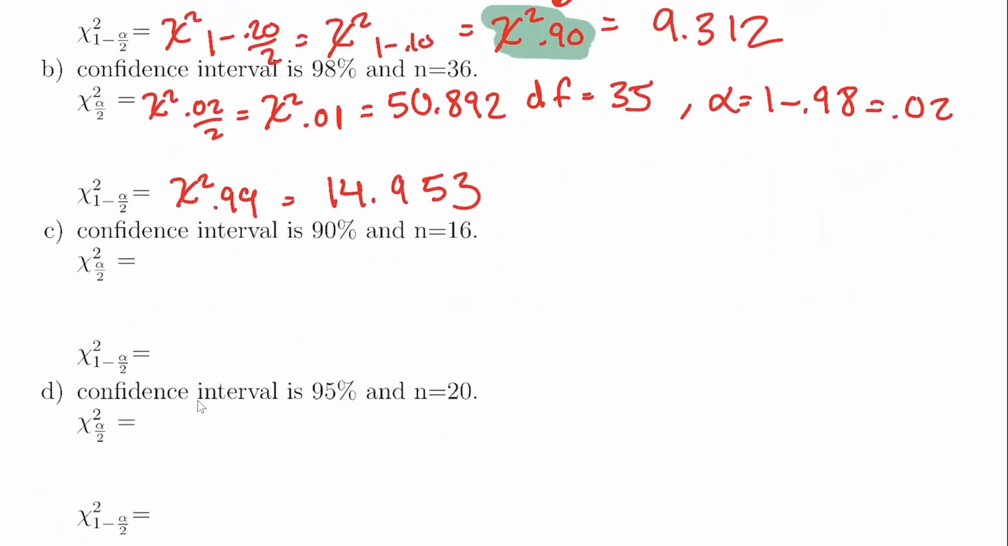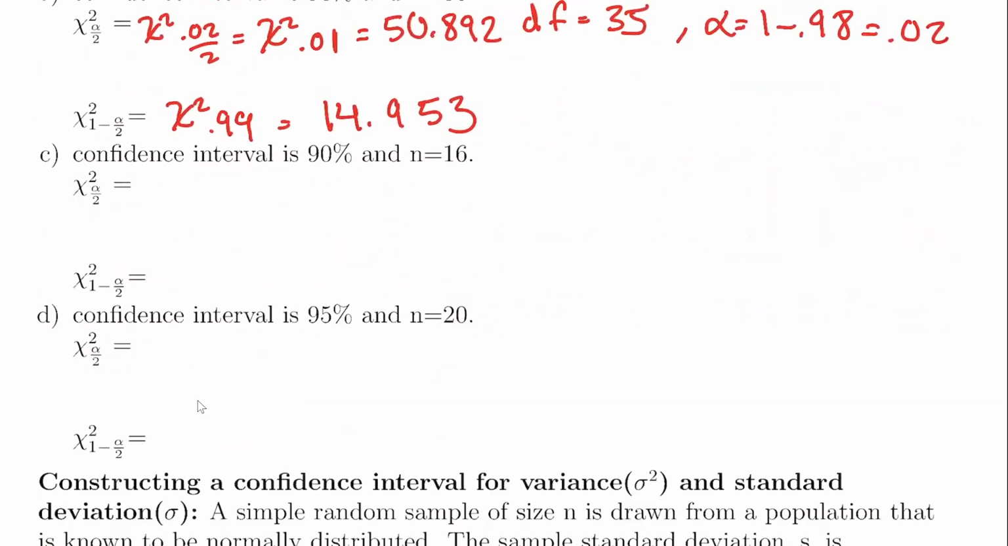All right, so let's go ahead and do C, and I think that should be good enough. For part C, it said the confidence interval is 90% and n is equal to 16. So for this one, we get degrees of freedom is equal to 15. We get alpha is 0.10. If you do 1 minus 0.90, you get 0.10.